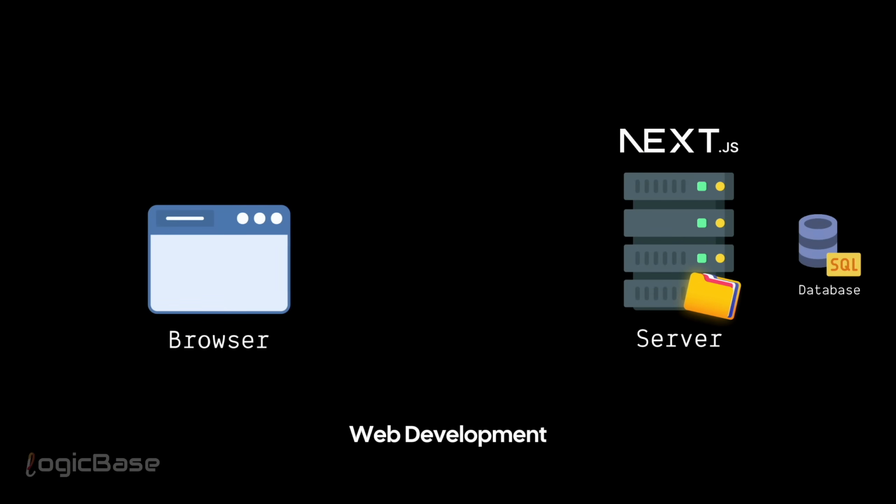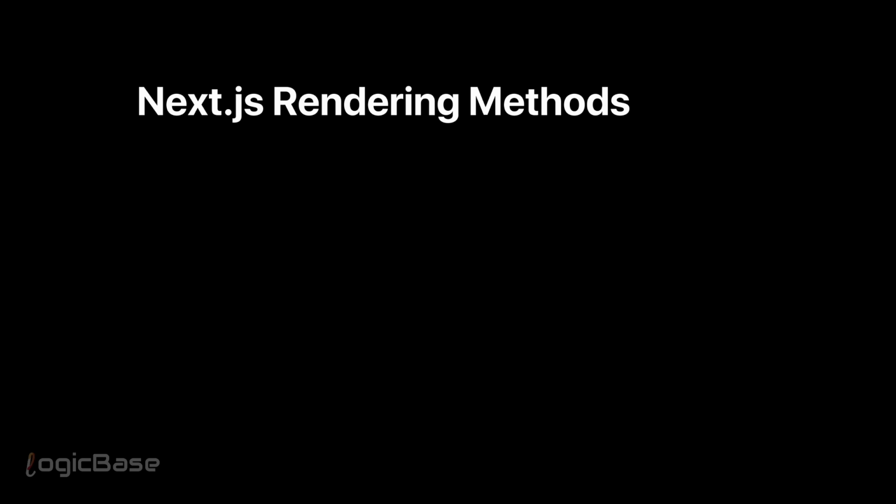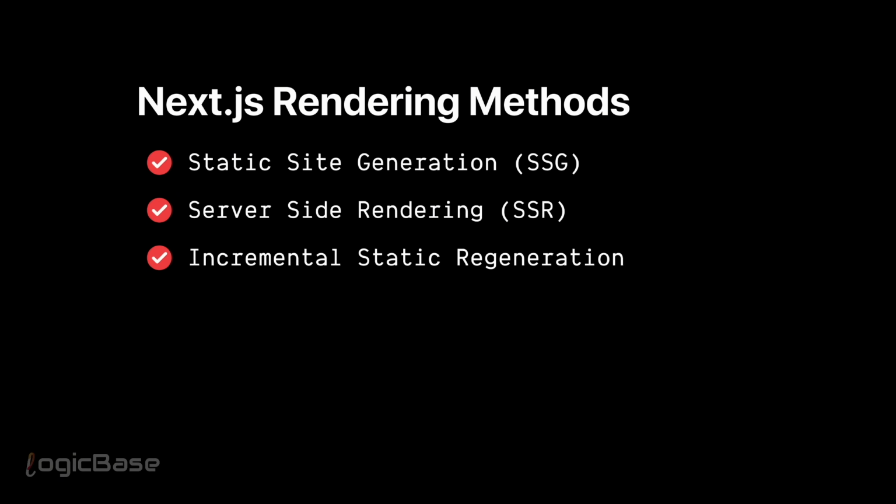The same thing happens in web development. Instead of generating a page from scratch every single time, we store pre-generated versions so visitors can get them instantly, making the website much faster. Now that we have understood caching in a simple way, let's start exploring how caching works in the context of Next.js. To really grasp caching in Next.js, we first need to understand its different rendering strategies, like static site generation or SSG, server-side rendering or SSR, incremental static regeneration or ISR, and client-side rendering or CSR.